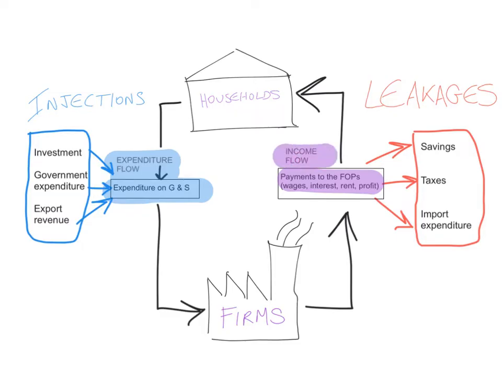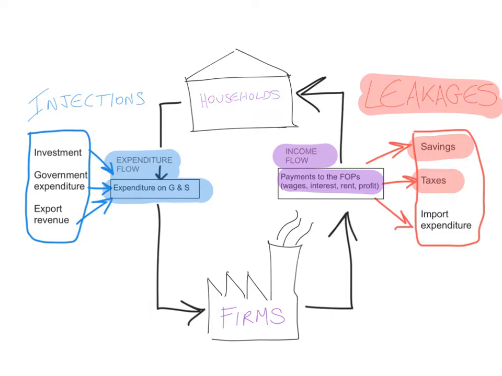Now, let's begin to add the other sectors, the government and the foreign sector, and the financial markets. So firstly, households don't always spend everything they earn. Some of this money leaks out of the circular flow or the income flow, and goes in the form of savings. At the same time, not all the money that the firms pay goes to the household. Some of it is taken by the government in the form of taxes.